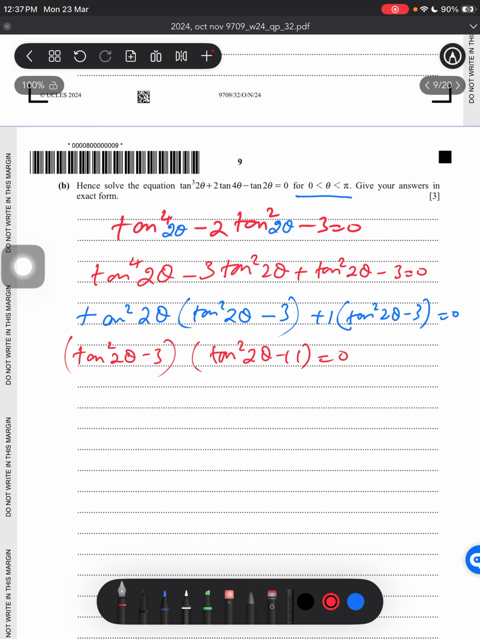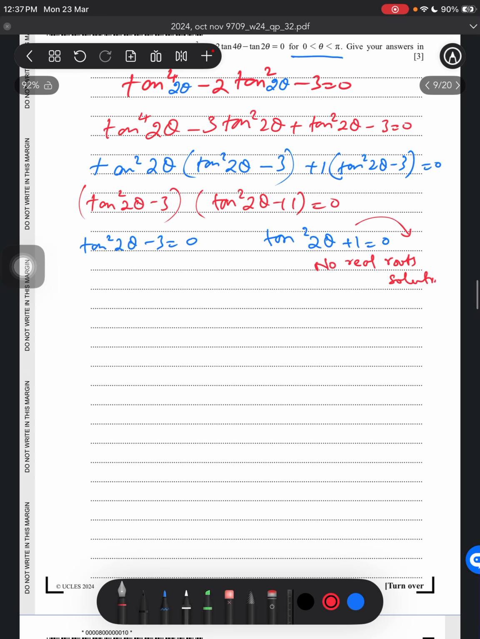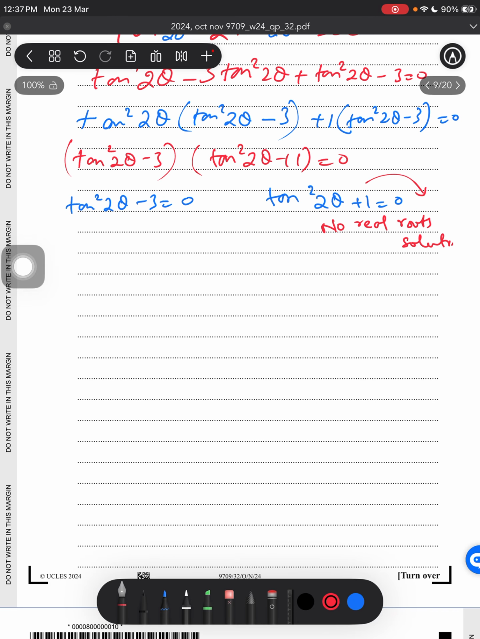Now we can set both the factors equal to 0. Tan square 2 theta minus 3 equals to 0. The other one would be tan square 2 theta plus 1 equals to 0. This would not be possible because it would have no real roots or solutions, because it would turn out to be minus 1 and we can't take the root of a negative number. So we would have solutions from the other factor.